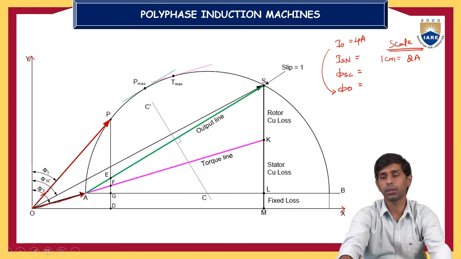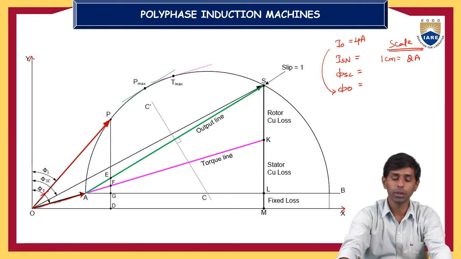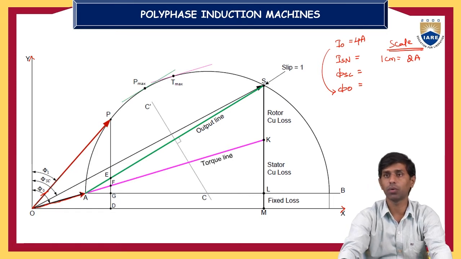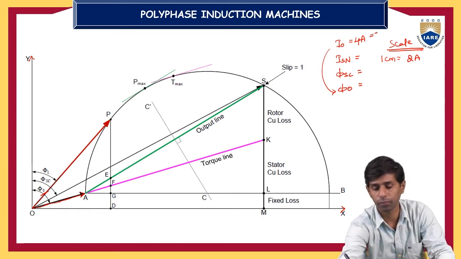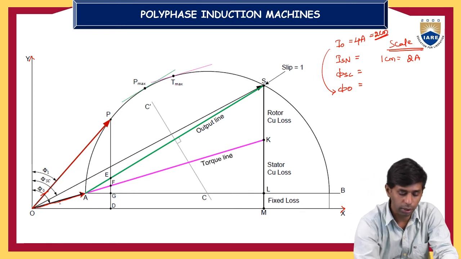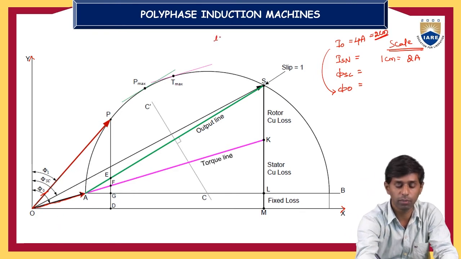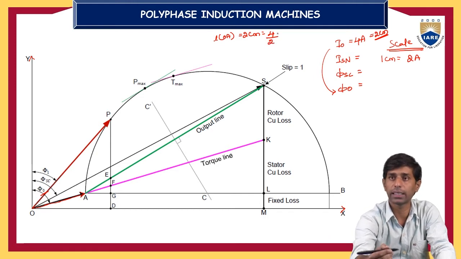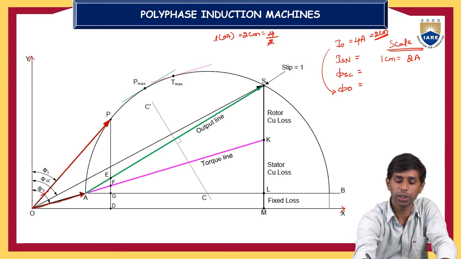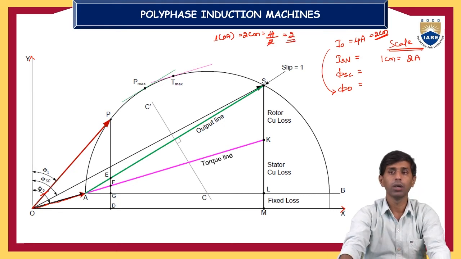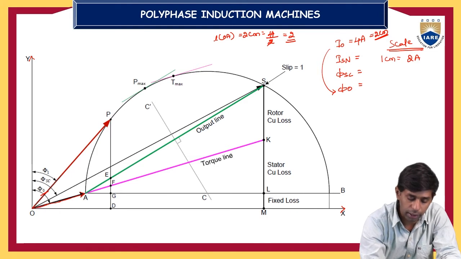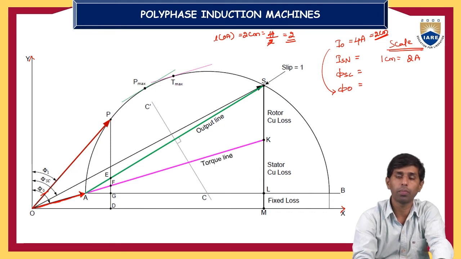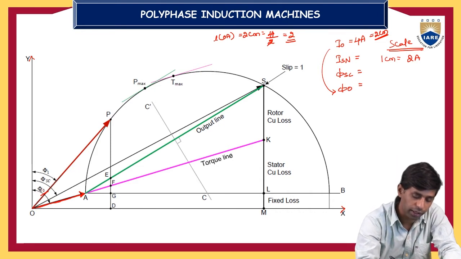If the magnitude of no load input current to the induction motor is 4 ampere, and on x-axis 1 centimeter is equal to 2 ampere, so it is a 2 centimeter length line. So we have to draw from the origin the 2 centimeter line. So the length of OA must be equal to 2 centimeter, because it will be of 4 ampere, and 1 centimeter of the x-axis is equal to 2 ampere. We have to draw a 2 centimeter length line from the origin with respect to the no load phase angle, that is phi naught.